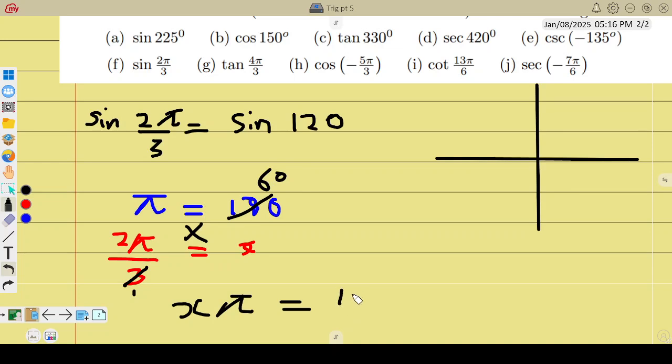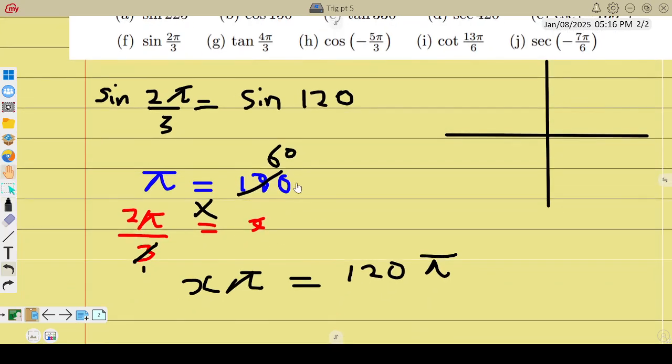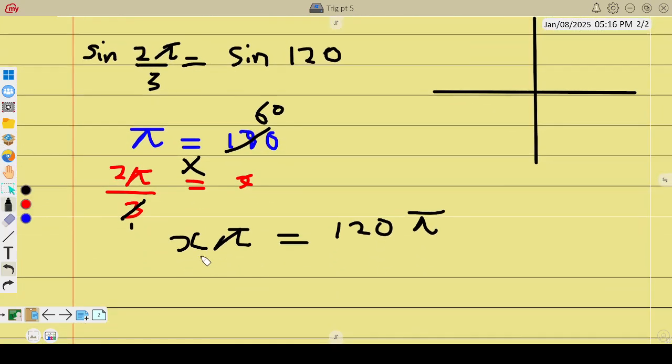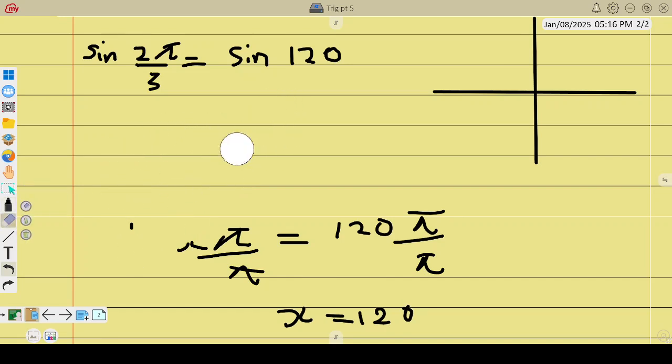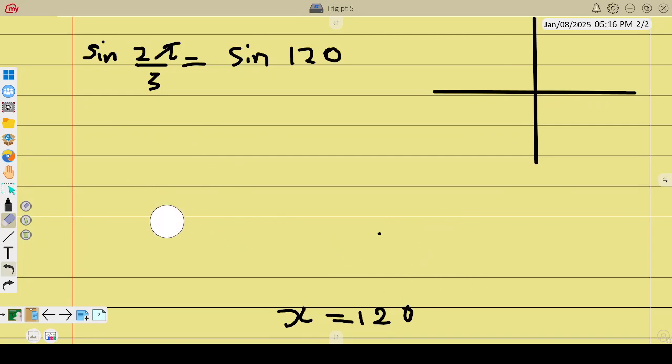We're going to have 120 pi. You see there. And then from here we can just divide by pi. So divide by pi, divide by pi. So x is equal to 120. Yeah, so this was a quick recap. Yeah, so make sure you are revising on your own, and don't forget baby stuff.